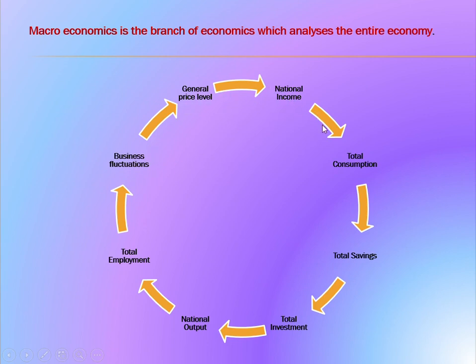So these are the economic variables which run smoothly in the economy, and everything depends on everything else. Obviously total employment depends on total investment. If the industries are not there, employment cannot be generated. If the savings are not there, investment cannot be possible. If the income is very low, obviously the savings are very low. So it means everything depends on everything else.